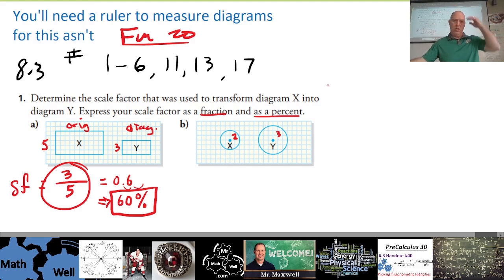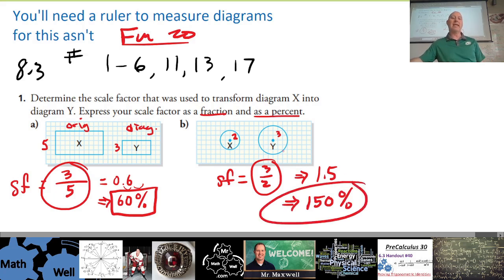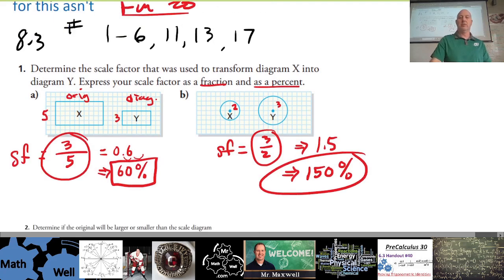Looks like. So this one is an enlargement. The second circle is an enlargement. So scale factor is going to be 3 over 2. As a fraction. That as a decimal is 1.5. 1.5 as a percent times 100 is 150%. So something that's 1.5 times as big is 150% larger. Something that is 3/5 of the original is 60% as large. Okay? 100% would be the exact same size.